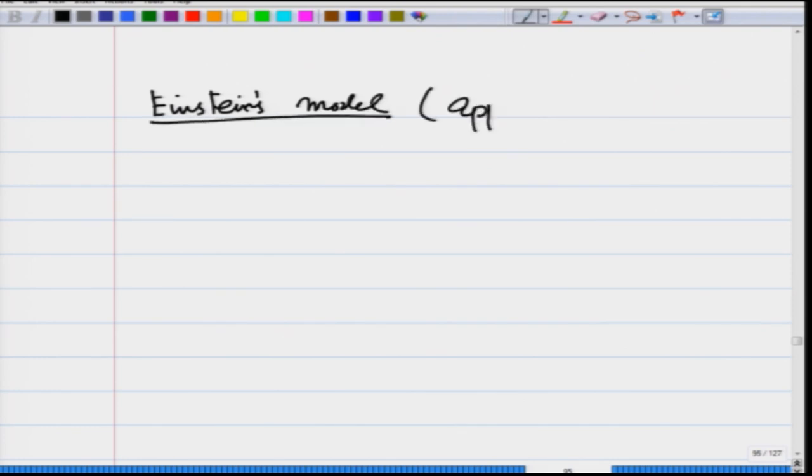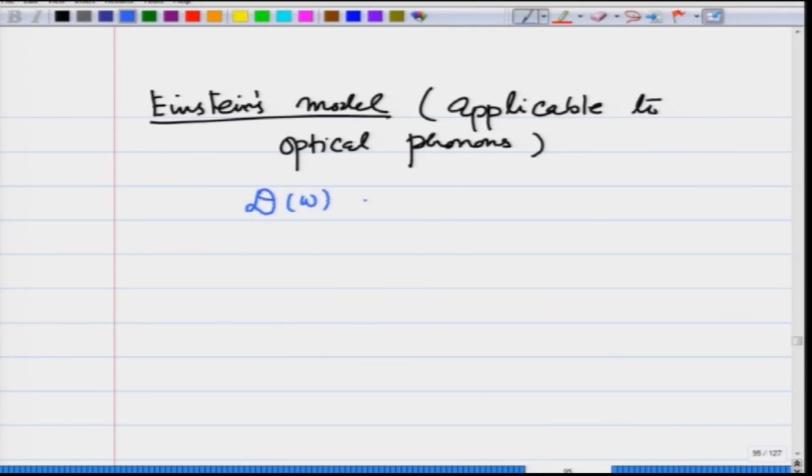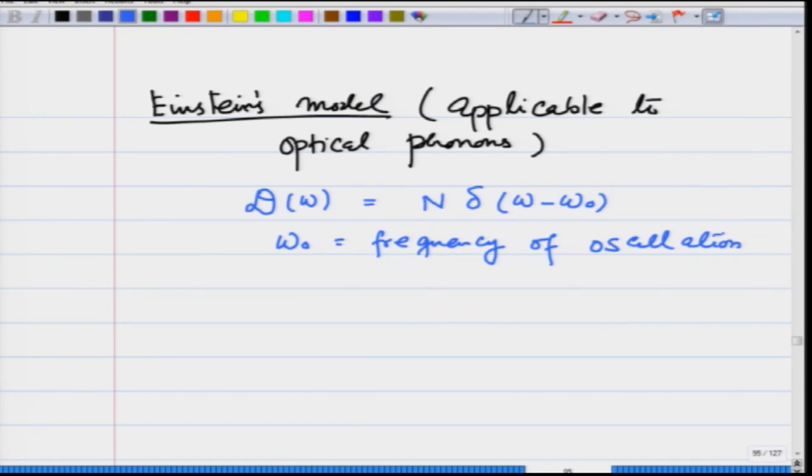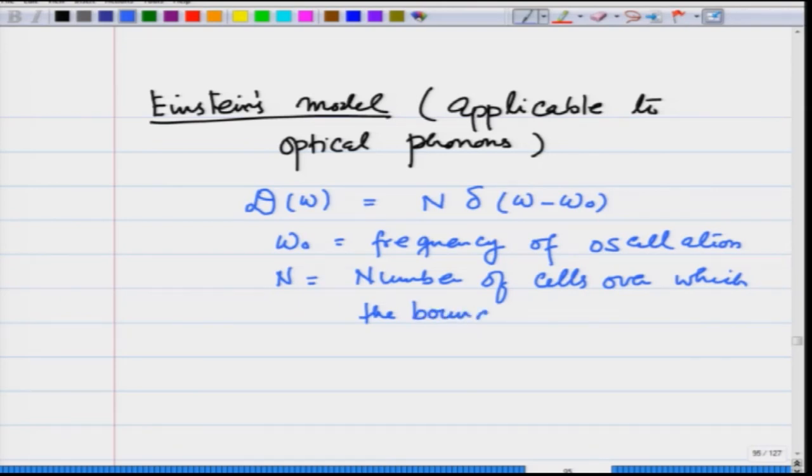And this is applicable to optical phonons in a good way, because optical phonons have a very flat omega k versus k curve. So, in this case, the density of states is equal to N delta of omega minus omega 0, where omega 0 is the frequency of oscillation, and where N is the number of atoms or number of cells over which the boundary condition is applied.